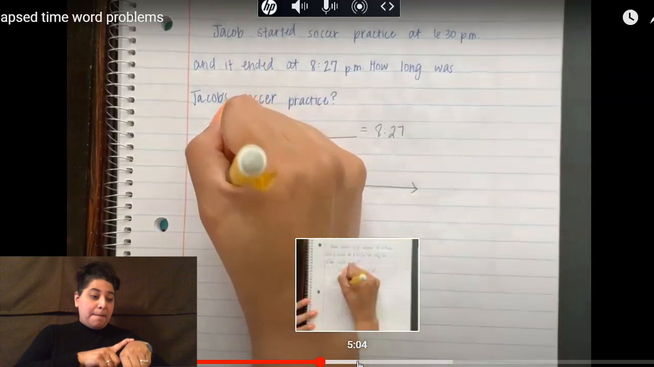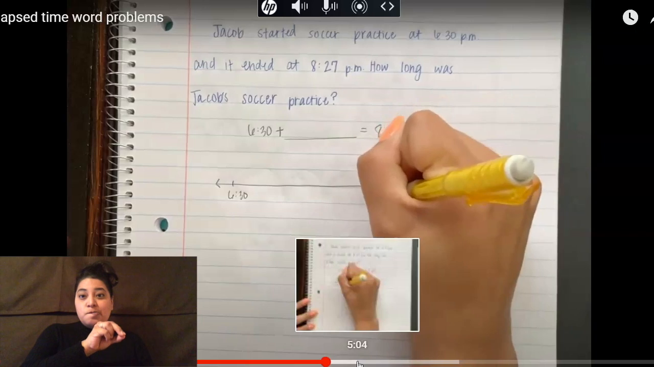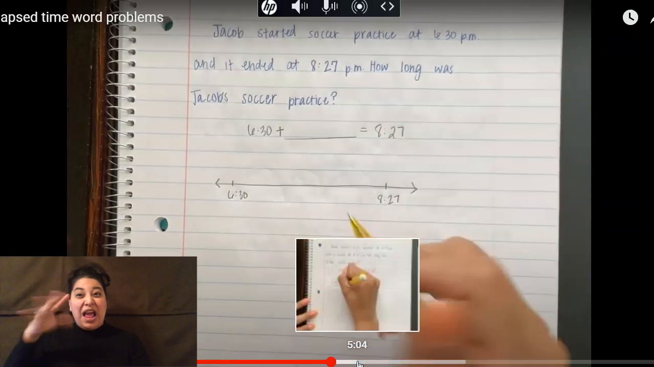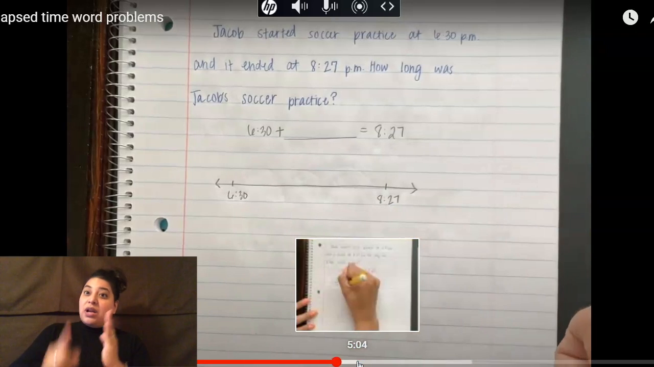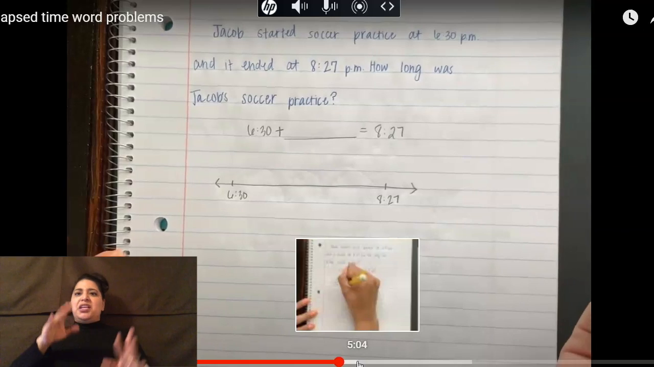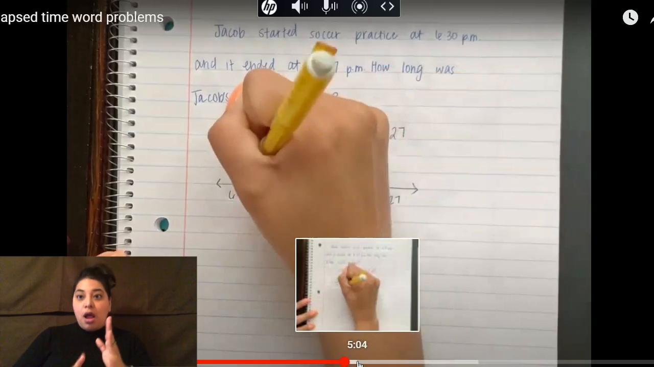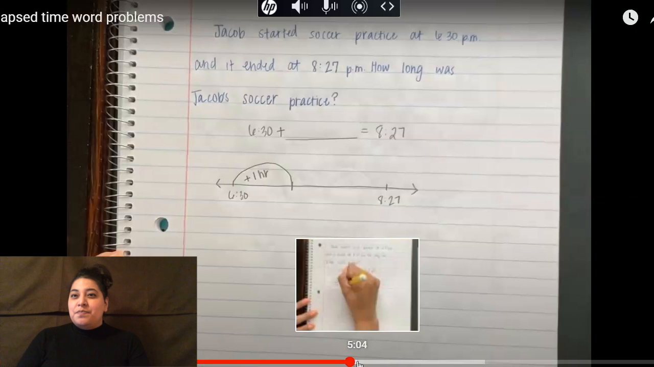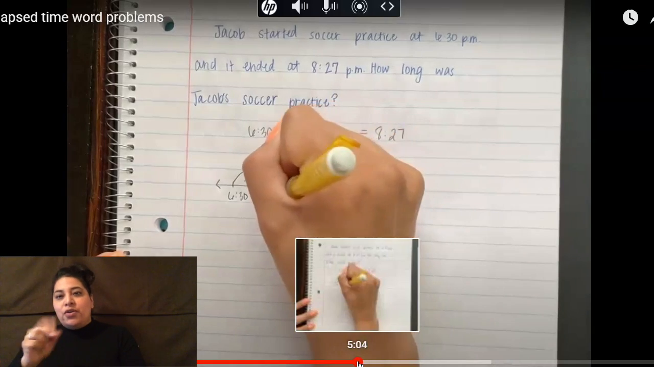Put our start time. Okay, and I'm going to put my end time, just so you can see it. All right, I know if I add 1 hour, remember, I like to start with adding an hour if I can, because that's 60 minutes that I don't have to worry about. So let's try that. If I take 6:30 and I add 1 hour, what am I going to get? You should know that 6:30 plus an hour later is 7:30.